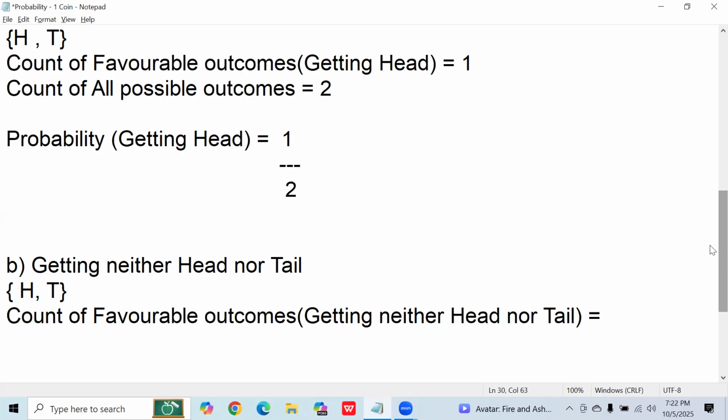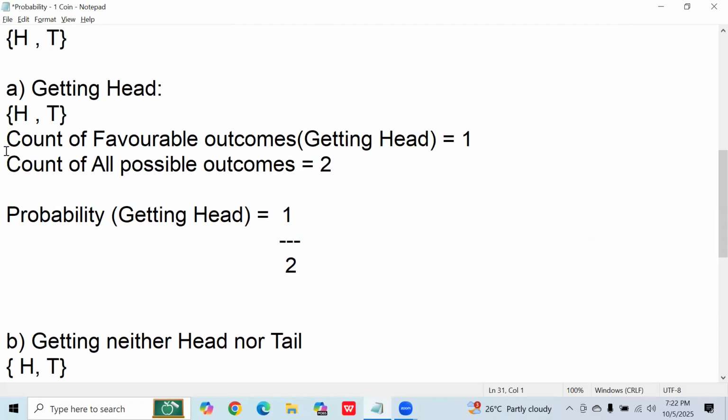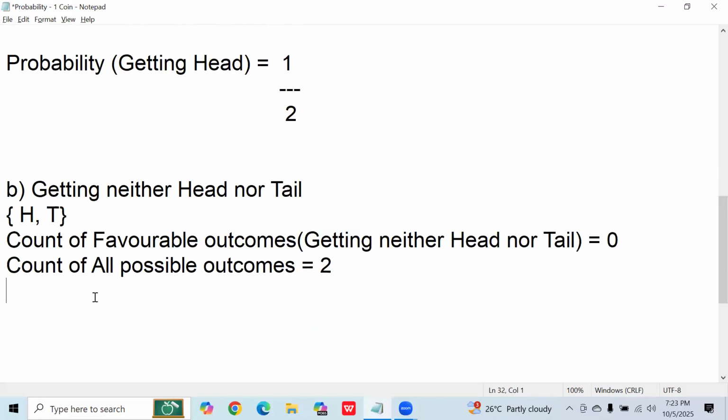So the overall count of favorable outcomes for neither head nor tail is 0, because none of the conditions satisfies this criterion. It is having either a head or a tail, so it is not favorable for us. We don't want anything out of it. So our favorable outcome for this is 0. And what is the count of all possible outcomes? We have already found out earlier that it is 2.